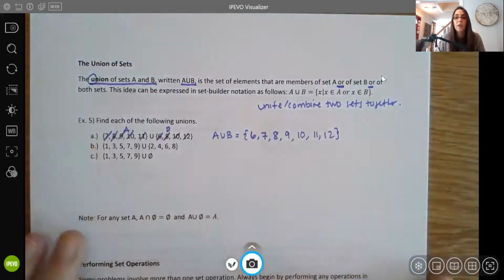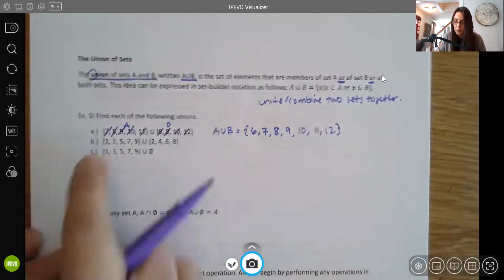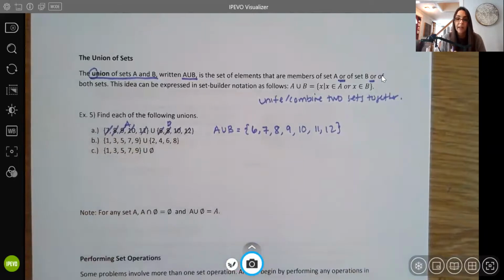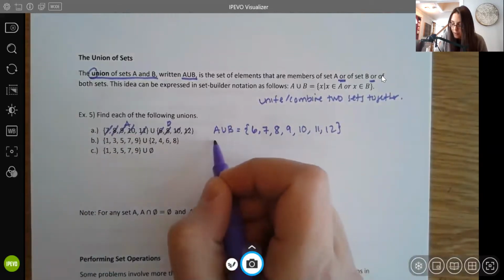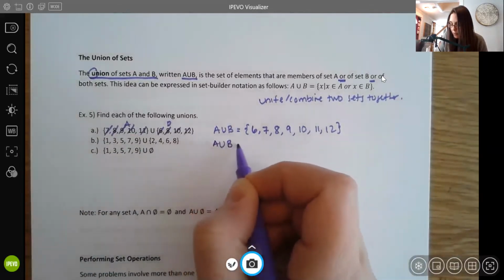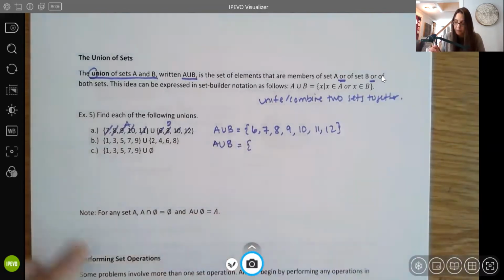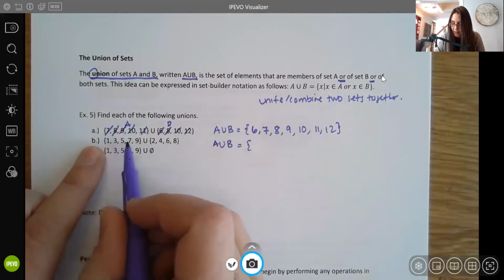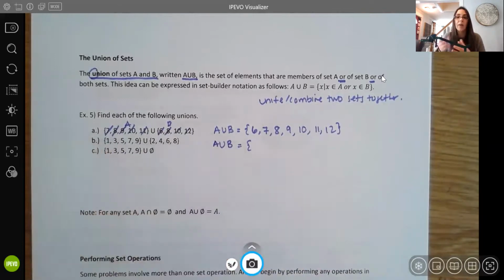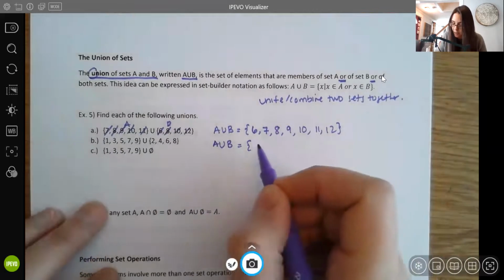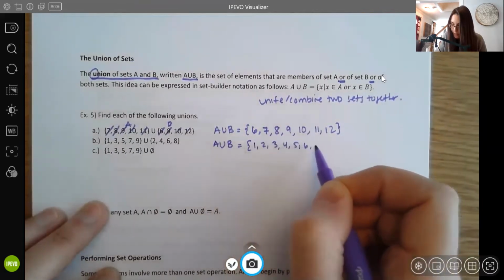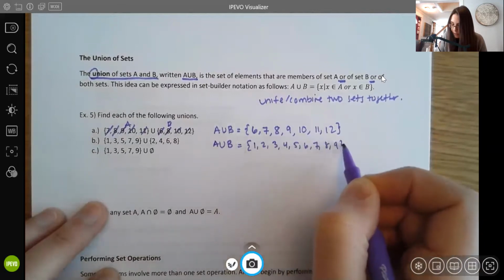And again, the order of the set actually doesn't matter. So what you could do is just write one set first and then just write anything missing from the second set. Although you will see that most of the time we do tend to write them in order, but it's not required. So here, again, I have numbers 1, 3, 5, 7, 9, 2, 4, 6, 8. I don't have any repeats, so I'm just going to combine that all together. So I have 1, 2, 3, 4, 5, 6, 7, 8, and 9.